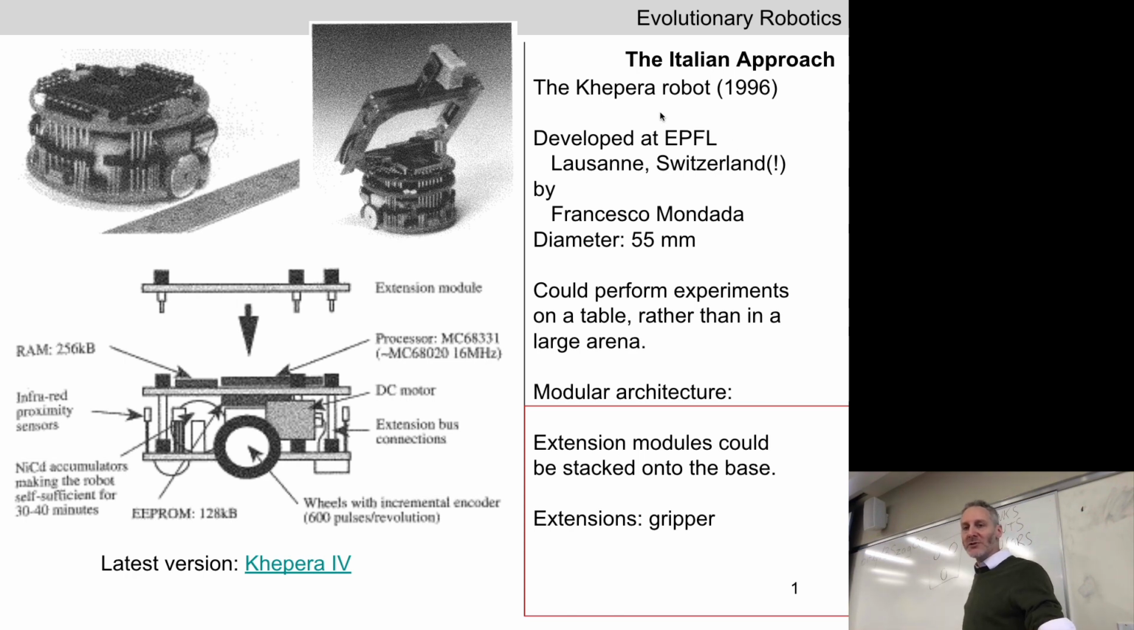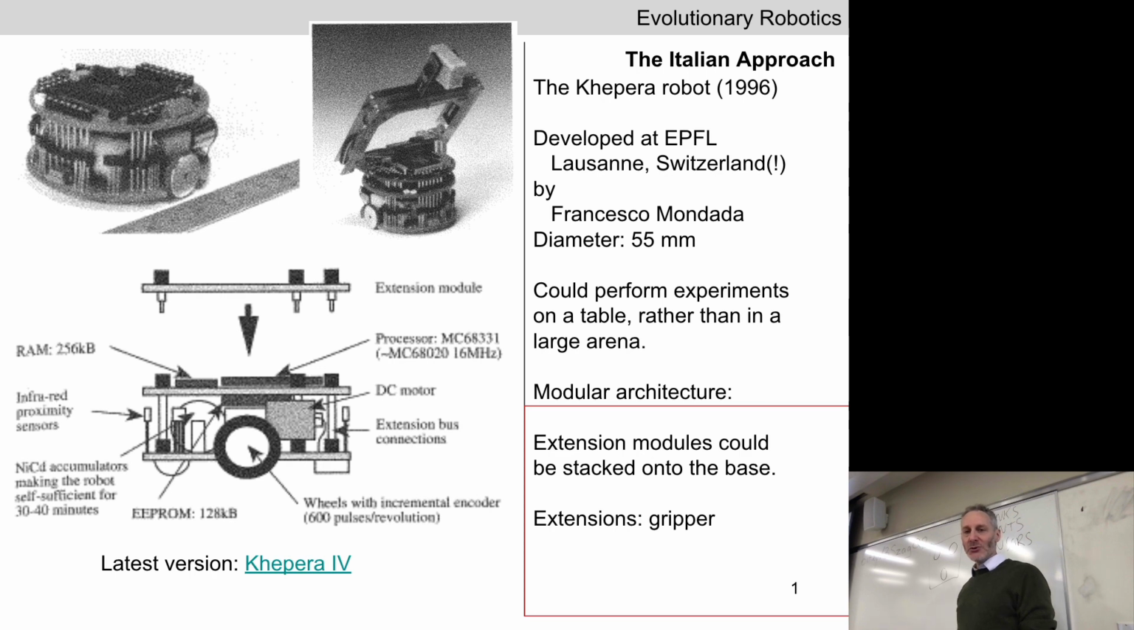So we're going to go back and look at two of the very first evolutionary robotics experiments. The first one was conducted at the EPFL in Switzerland by an Italian researcher. So for our purposes, I'm going to refer to this as the Italian approach. An Italian doing a scientific experiment in Switzerland, a little confusing. We'll just call this the Italian approach.